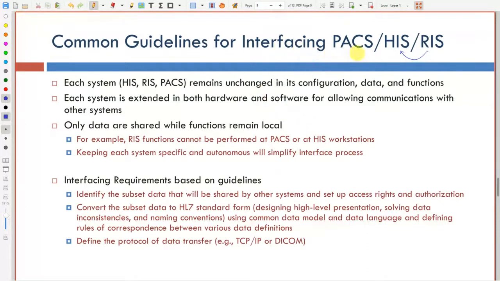We have interfacing between PACS, HIS, and RIS. So the most important thing, or one very important best practice, is that each system will continue to function exactly the same, with the same capabilities. It's unchanged in its configuration. Just consider that before the interface and after the interface, it's exactly the same. It performs the same, okay? It doesn't have any changes in the configuration, in the hardware, in the data, or the functions, okay?